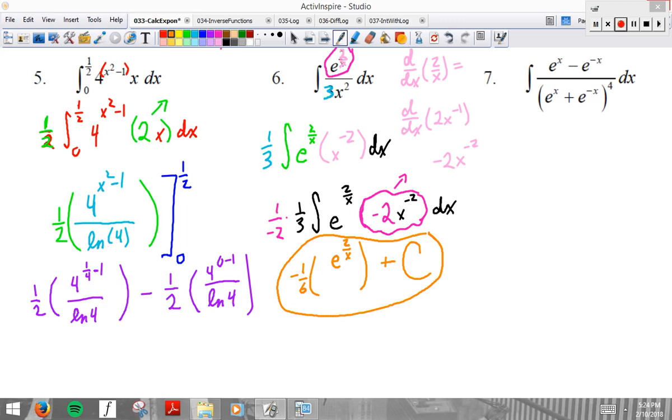Unless it says the word simplify. Plus c because it's indefinite. Done. I know that feels weird, but that's just the rule for e. For e, nothing happens. It's the same.